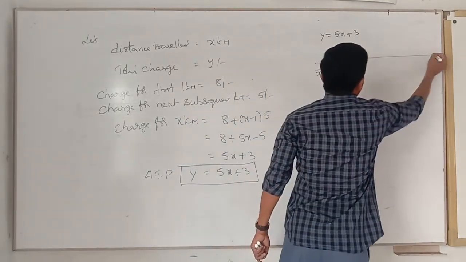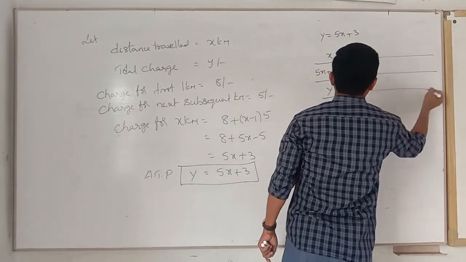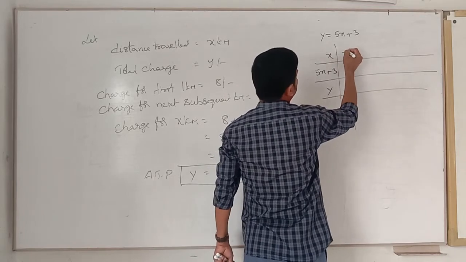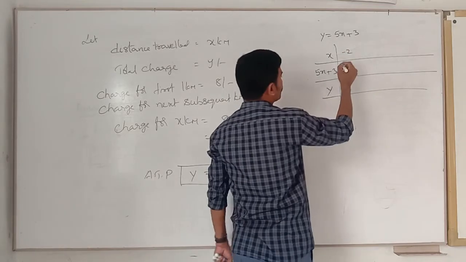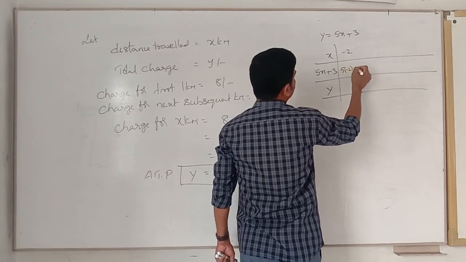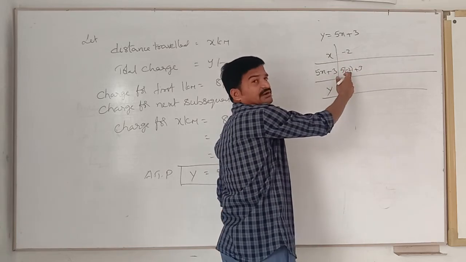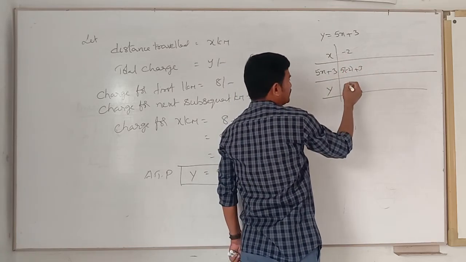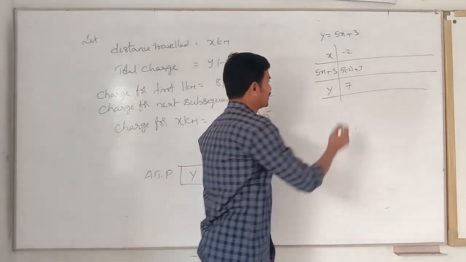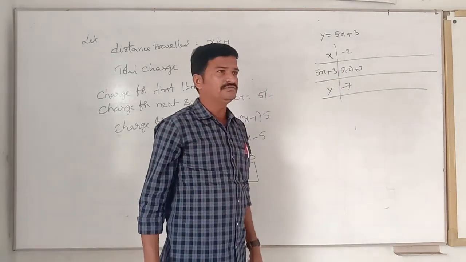And now some values you can take. Minus 2 I am taking. 5 into minus 2 plus 3. 5 into minus 2 is minus 10. Minus 10 plus 3 is minus 7. Is it clear?